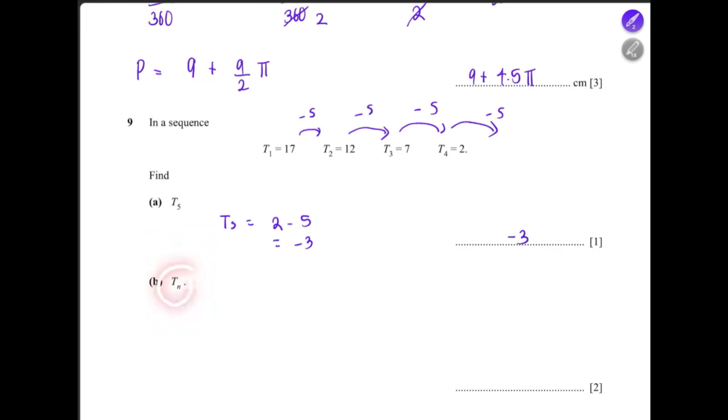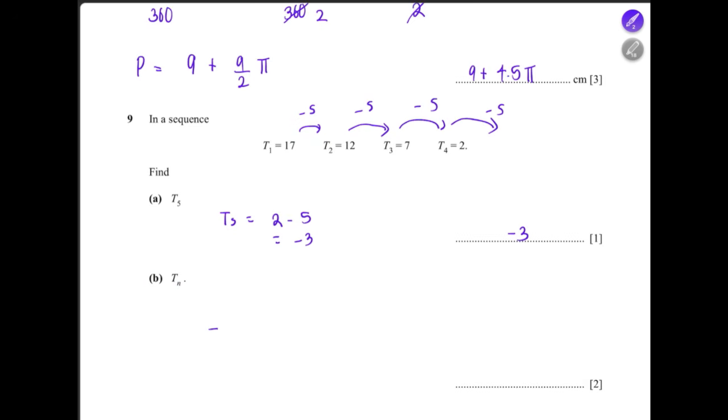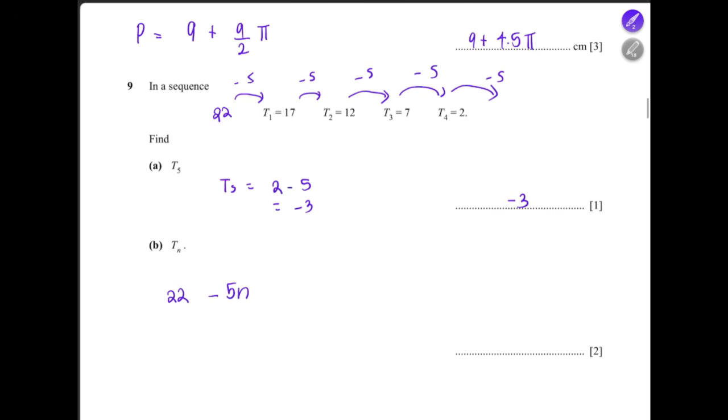Next, we have to find the general formula. So we can say it's reducing by 5 in every term. So we can say minus 5n. And then where does it start? It starts from 17. But initially, let's say it was 22, because 22 minus 5 will give you 17. So we'll say 22 minus 5n. Let's test if this is correct. I will check T3. So I'll write 22 minus 5 into 3. N is 3. This is going to be 22 minus 15. And the answer is 7, so that's correct. So the general formula is 22 minus 5n.